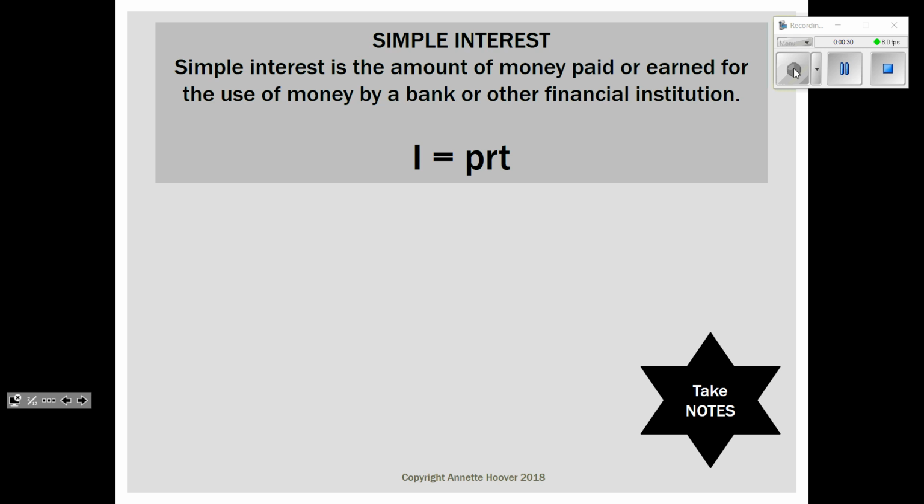We have here a simple equation. You just need to know what each of these letters stand for. So what is simple interest? Simple interest is the amount of money paid or earned for the use of money by a bank or other financial institution. So let's say you want to buy something and you don't have the money to buy it. You go to the bank and you say, hey, bank, I want to buy a $5,000 car, but I don't have $5,000. Can I borrow the $5,000?